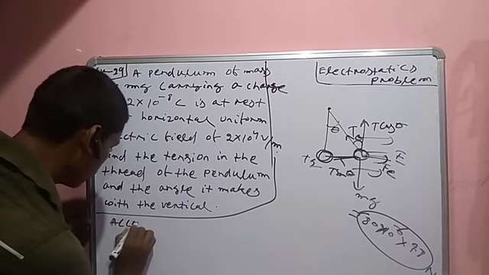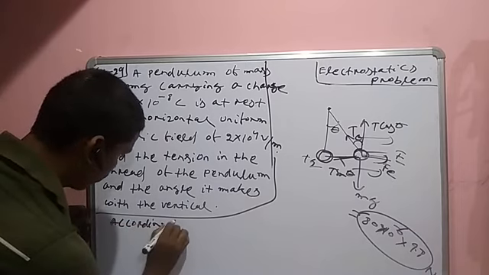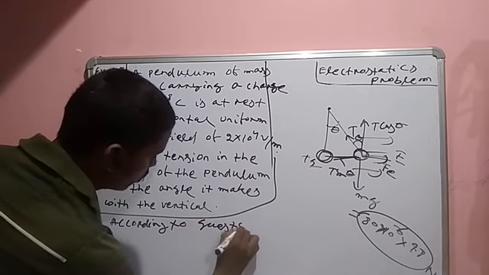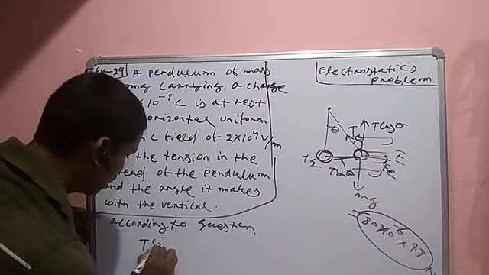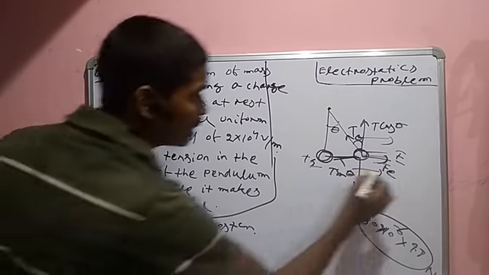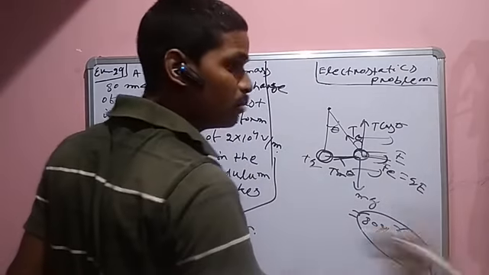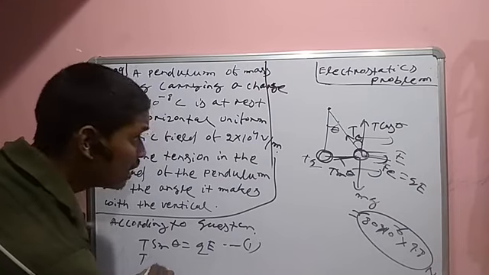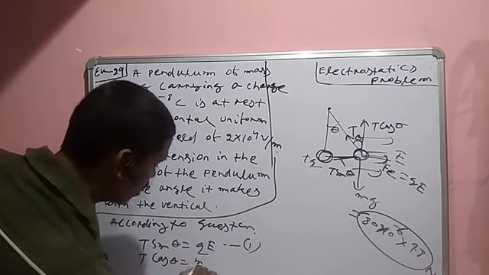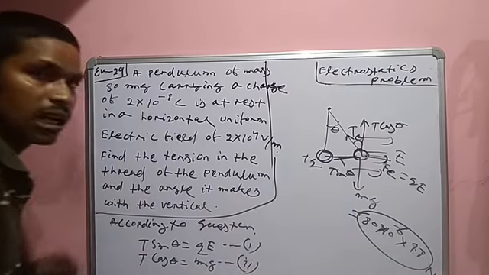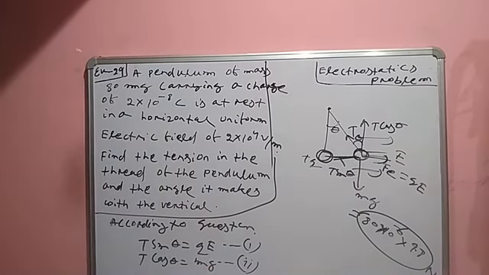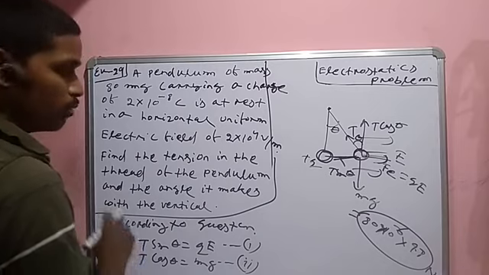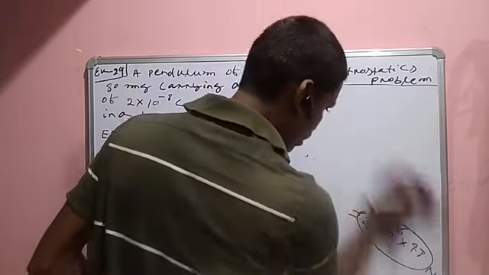According to the question, T sin theta is equal to Fe, and Fe is equal to QE. This is equation 1, and T cos theta is equal to mg, equation 2. You have already known this in 3rd class. Is it visible or not? Yes or no? Then we have to find out the value of T.